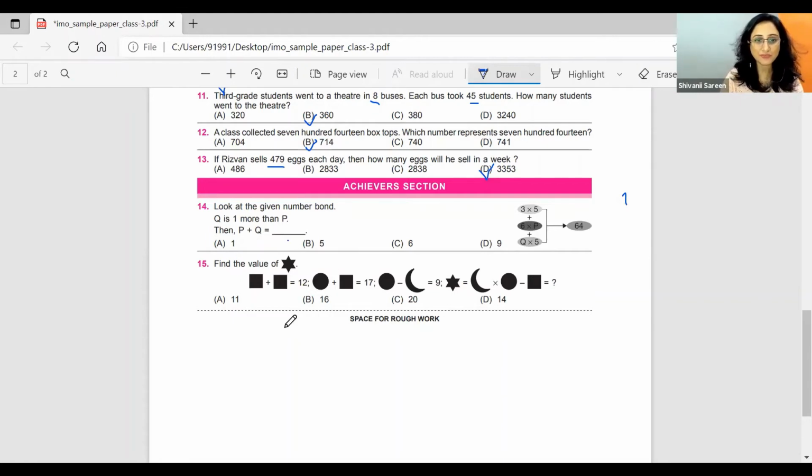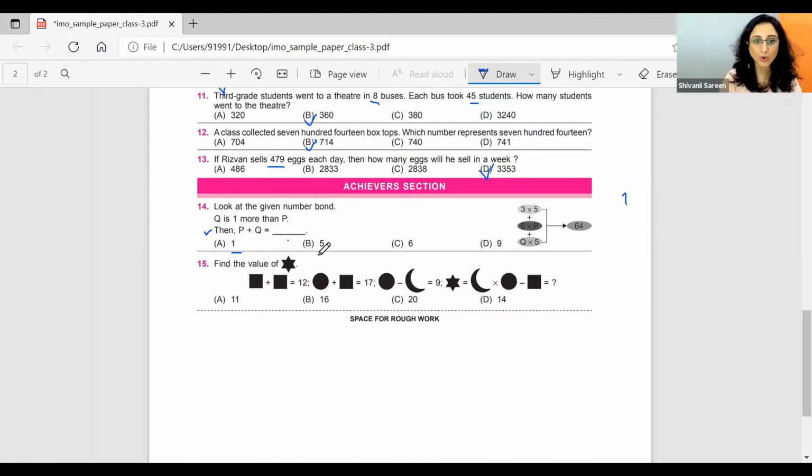In this type of question, it is better to look at the options and identify which option is possible as per the condition given. For example, over here it says Q is 1 more than P. That means P and Q should be consecutive numbers. If I talk about option A, the answer is 1. It is not possible because the addition of 2 consecutive numbers cannot be 1.